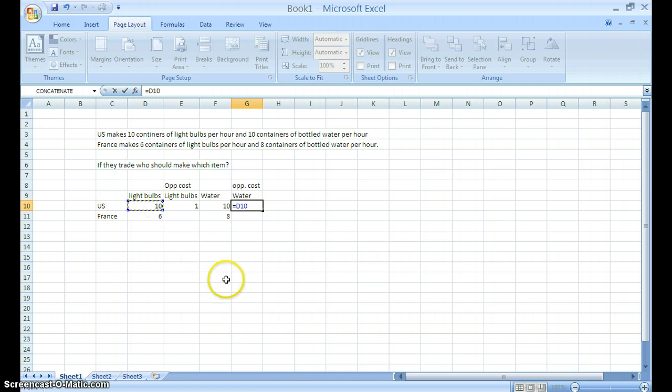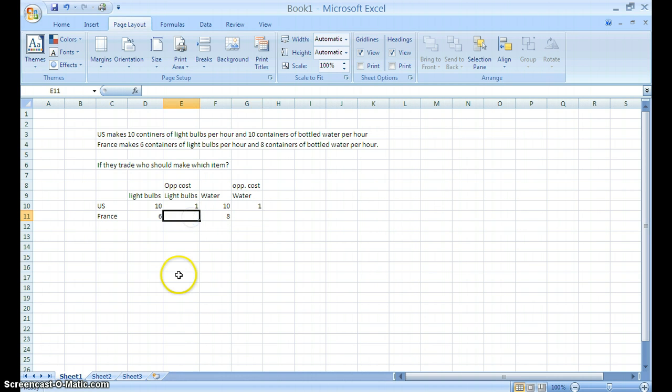Okay, going over here, we get the opportunity cost, and it is equal to the other over this. So this is light bulbs divided by the water, and again it's 1. So if we make water, we're giving up 1 light bulb per container. Okay, doing the same thing for France, getting the opportunity cost for them to make light bulbs, what would they give up? And it would be the other over this, 8 over 6, 1.33. If they made light bulbs instead of water, they would give up 1.33 containers of water for every container of light bulbs they made.